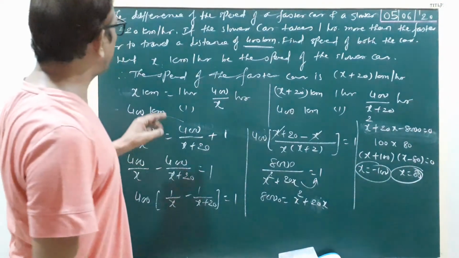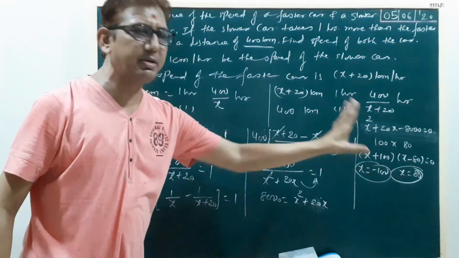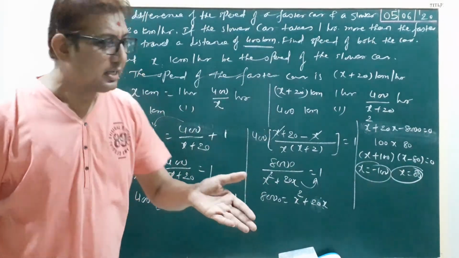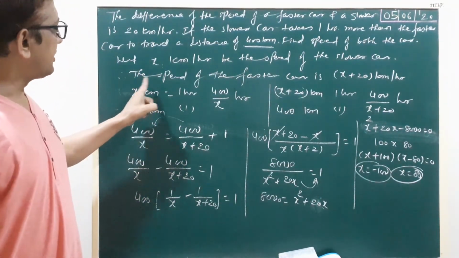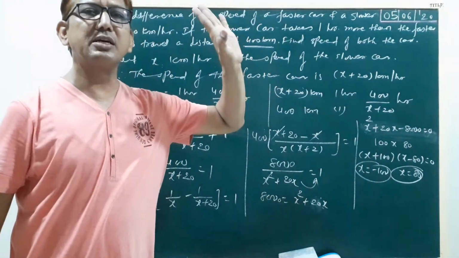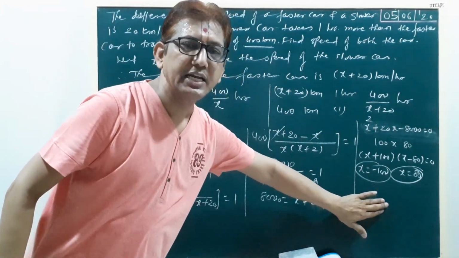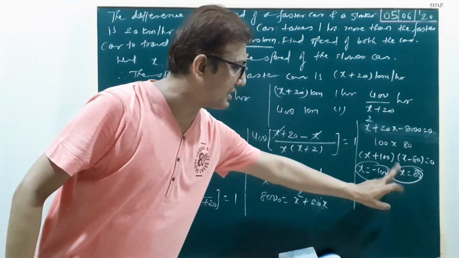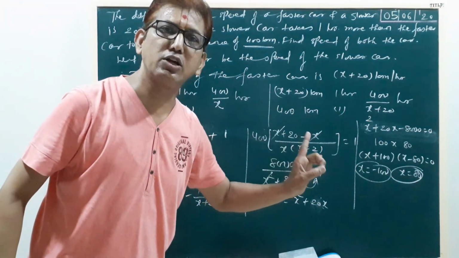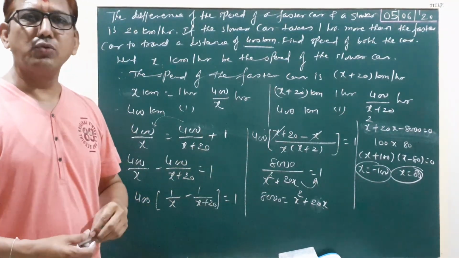So here x kilometer per hour is the speed of the slower car. So 80 kilometer per hour is the speed of our slower car, and the speed of the faster car is 80 plus 20, 100 kilometer per hour. So finally write these two statements: the speed of the slower car is 80 kilometer per hour and the speed of the faster car is 100 kilometer per hour. Is that clear? Okay. Thank you very much.